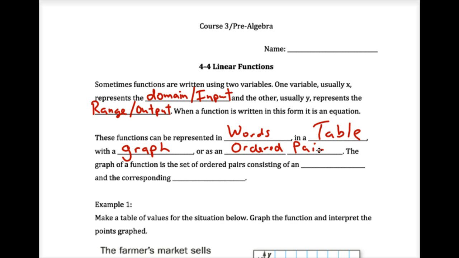All right, the graph of a function is the set of ordered pairs consisting of an input. And again, we said our input is our X value. And the corresponding output, Y, which is our Y value. Just some terminology there, people. Write it down. Once we do a couple examples, it'll make sense.